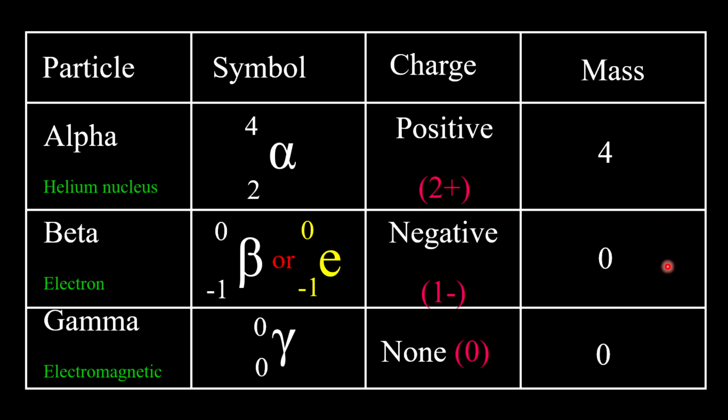Now, based on these values, in examinations some typical questions they may ask you is, which of the radioactive particles will contribute to the greatest loss in mass? That will be the alpha particle. They can also ask, which of the radioactive particles will contribute to the greatest change in proton number?